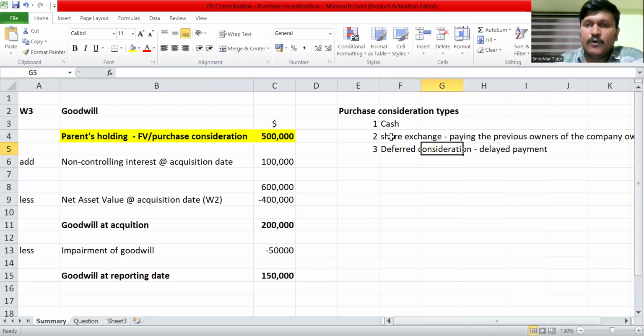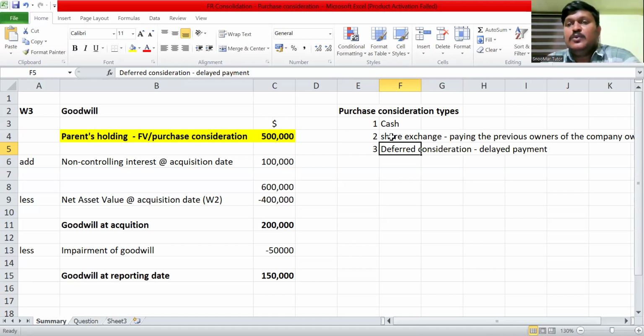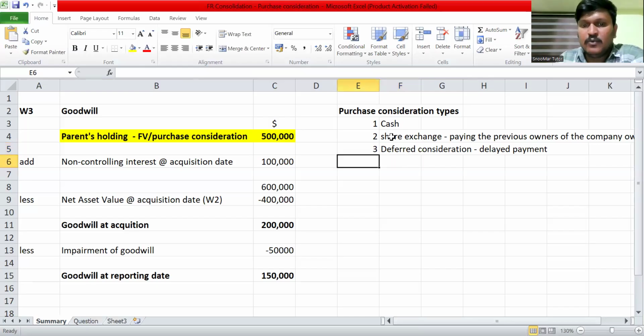Now what you need to focus on in this case is that, since this is a delayed payment, we need to consider the present value of these payments. So what is the present value of this particular thing? That we need to consider. We'll see more on deferred consideration when we are doing that question. One question is coming up, so we'll discuss that more over there.